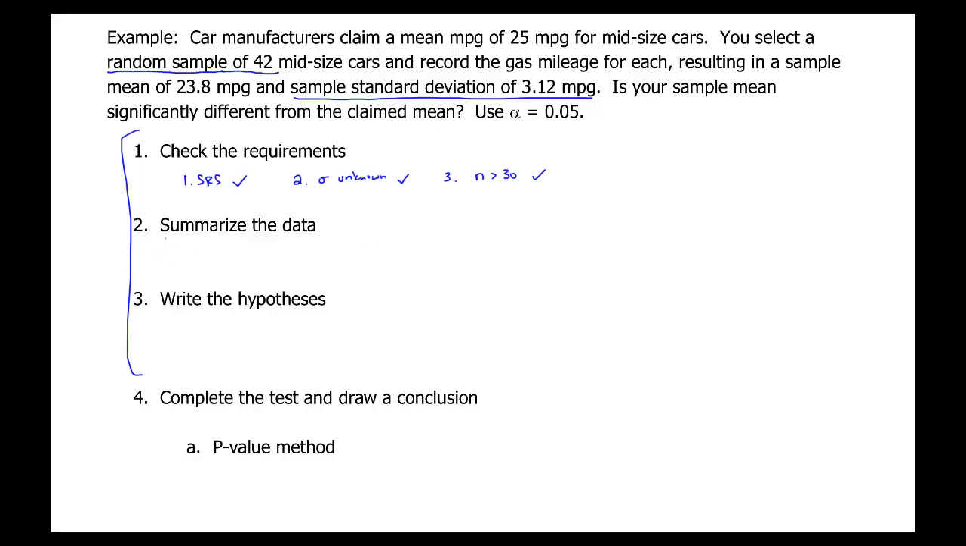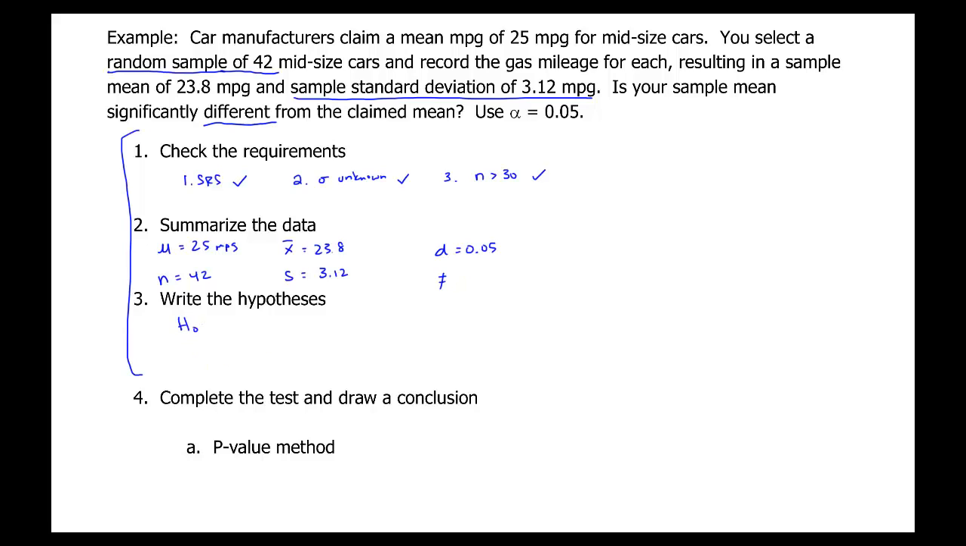So summarizing the data, we had a claimed mean of 25 miles per gallon. We had a sample size of 42. We have a sample mean of 23.8 and a sample standard deviation, which is S, of 3.12. It gives us an alpha of 0.05 to use in the problem, and then it says different. Okay, so when we go to write our hypotheses, we're going to use not equal to.